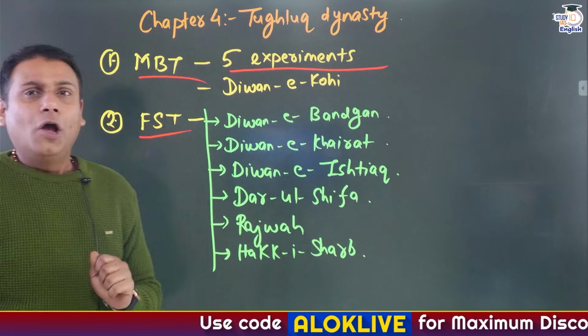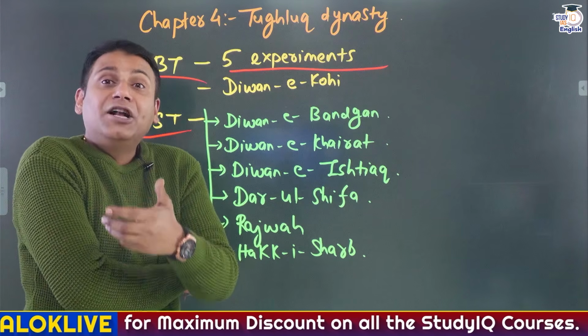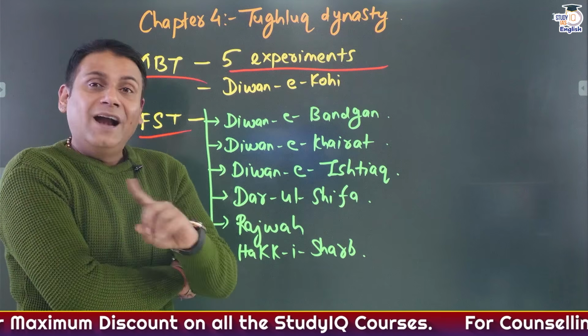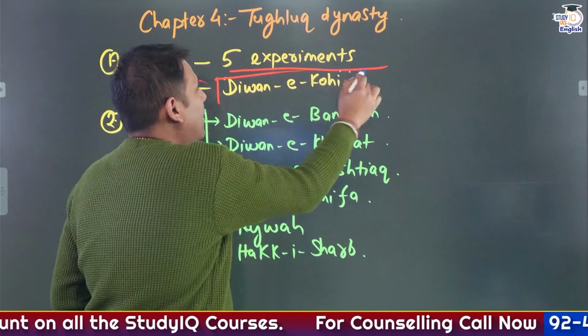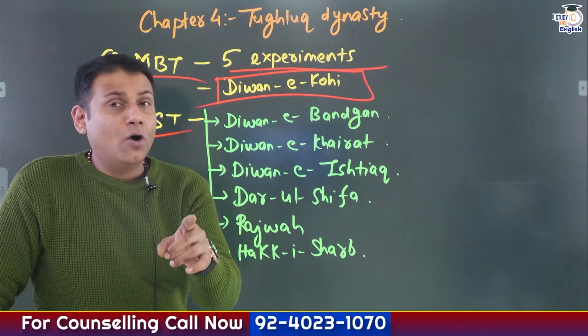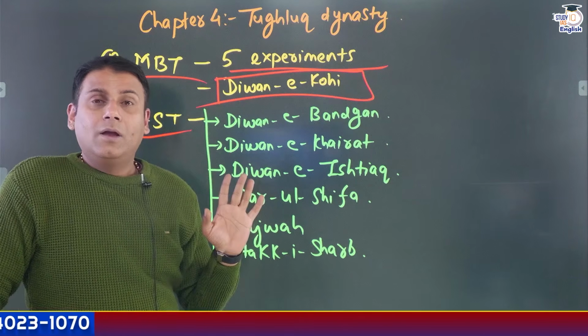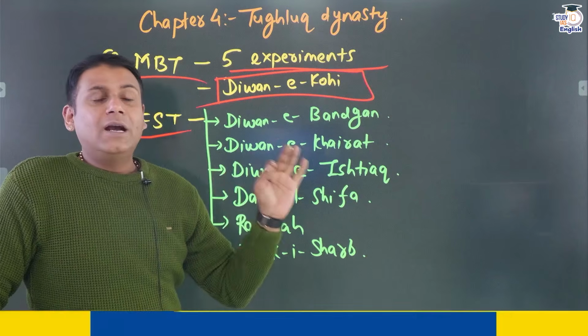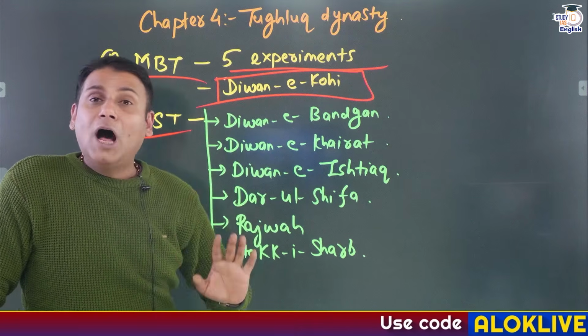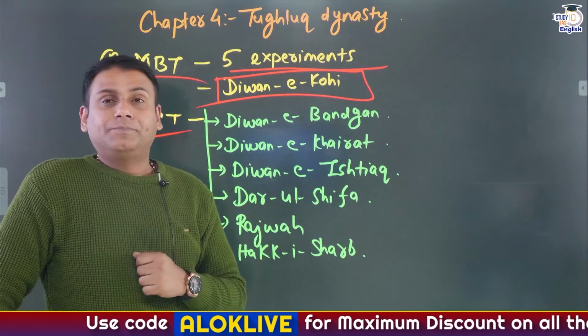Apart from this, Muhammad bin Tughlaq had also started a separate agriculture department, and that department was referred to as Diwan-e-Kohi department. So terminologies are very important, departments are very, very important. Apart from this, also study about Safarnama Rihla or Kitab-ul-Rihla. It was written by Ibn Battuta.